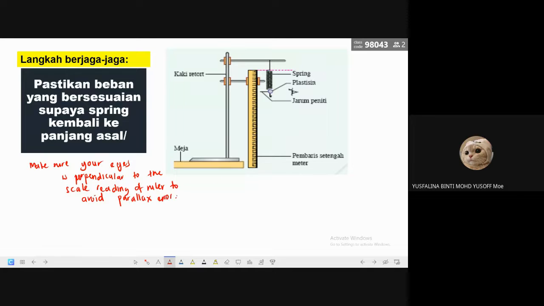Last year, they didn't ask for the precaution, only the graph, the gradient, and a few questions involving the topic. This year I'm not sure, but just remember if they ask you for the precaution, this is the sentence. It can be used in any experiment, but you have to replace the apparatus. See what measuring instrument is used in the experiment, then replace it. Here we use a ruler, so you put the ruler here.